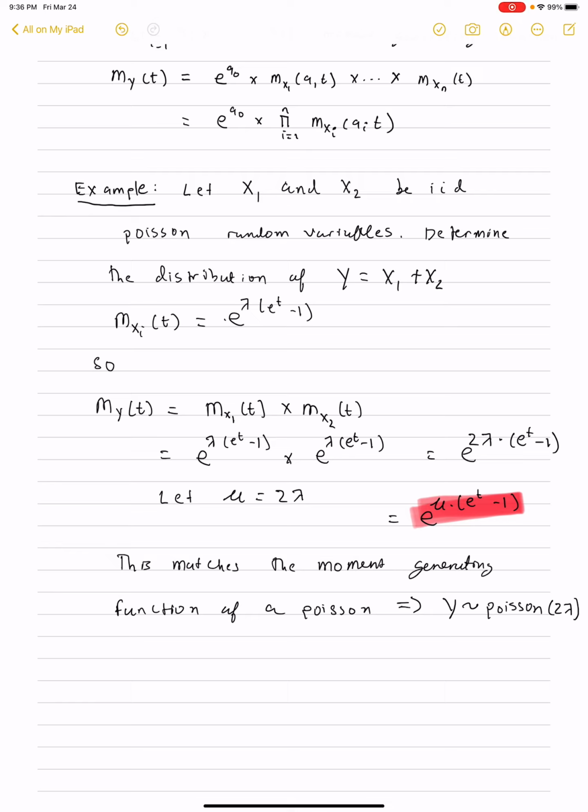So the parameter of a Poisson is the average. The average of Y is mu, which is twice the average of X1 and X2. And so we know the distribution and the density function of Y. Thank you very much.